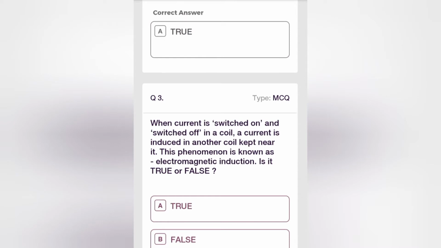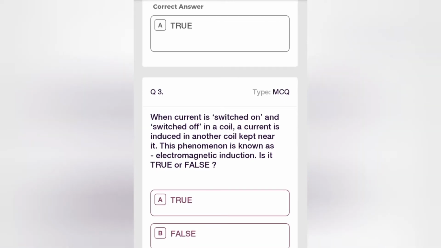When a current is switched on and switched off in a coil, a current is induced in another coil kept near it. This phenomenon is known as electromagnetic induction. Is it true? Yes, this is called mutual induction. That means when a current is changing in the first coil, called the primary coil, EMF will be induced in the second coil, called the secondary coil. Right? This is electromagnetic induction. That's right. Option A, true.